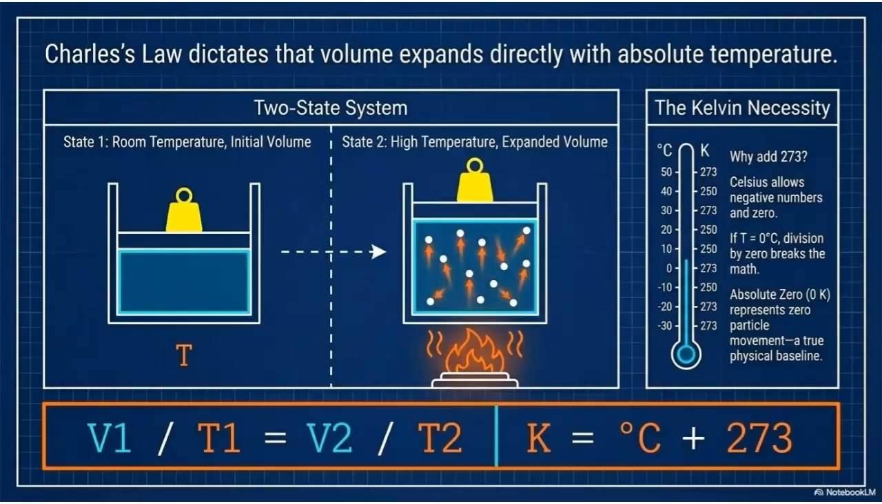And that is because as you're heating up, those particles start moving. They want to occupy more space, so the volume expands. So because they're doing the same thing, as one goes up, the other one goes up. As one goes down, the other one goes down. We call this a direct relationship.